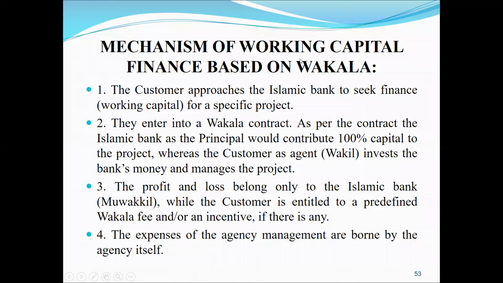And this is the mechanics of working capital finance, which is based on wakala. I'm not going to read it because it's illustrated in the diagram.